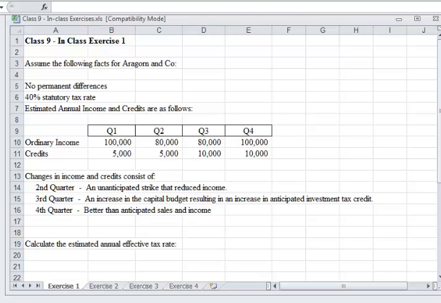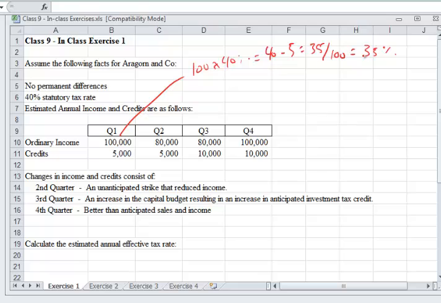All right, so if I was calculating my annual effective tax rate as of Q1, my annual effective tax rate would be 100 times 40%. 40 less credits of 5. So I'd have a tax of 35 for the year. I think my income is 100, so my rate's 35%. Right?